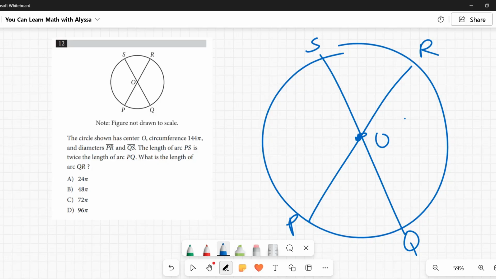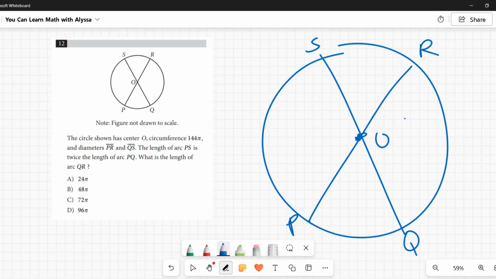Now, when it says figure not drawn to scale, they're wanting you not to eyeball it and go, oh, this looks like a third of this whole thing, so I know that's a third. Don't do that, because it's not. It will have been deliberately drawn slightly off. It may not be wildly off, but it's going to be at least slightly off. So if you try to eyeball it, you're going to get it wrong.